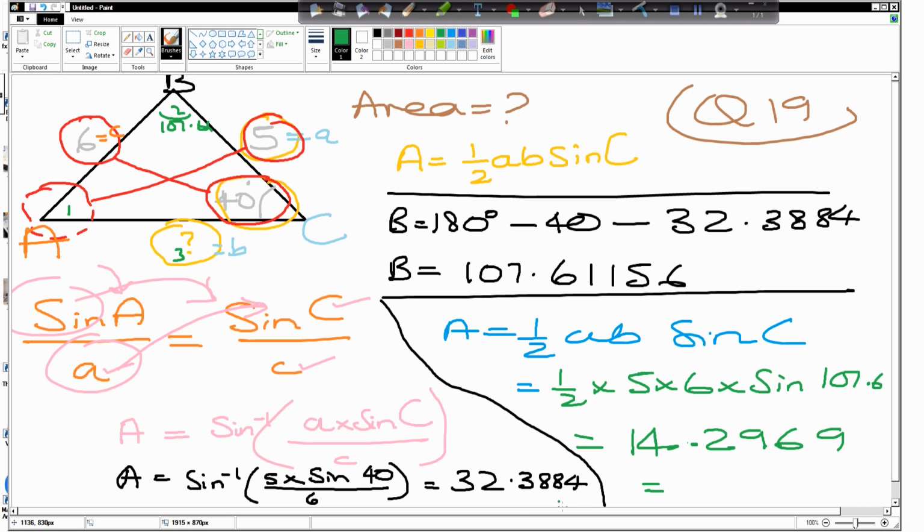How many significant figures did I ask you? 3. So the final answer is 14.3 centimeters squared, to 3 significant figures, the area. 1, 2, 3 significant figures. That's 5 or more, so add 1, and that's that multiple stage question. How many marks was that question? 6 marks. It's a 6-mark question. More.